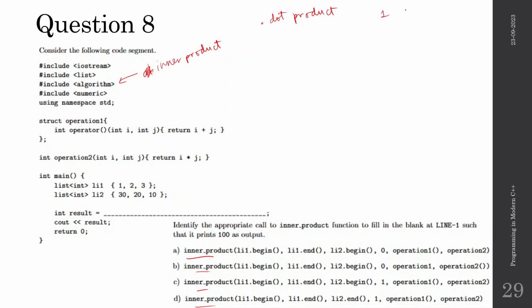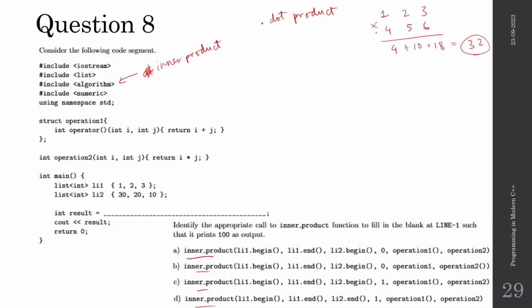So dot product, we know it works like this: if we have two vectors or two arrays or whatever of the same length, then first we multiply the corresponding numbers like this, and then we add them like this to get the final answer. So inner product is actually another name for dot product only.